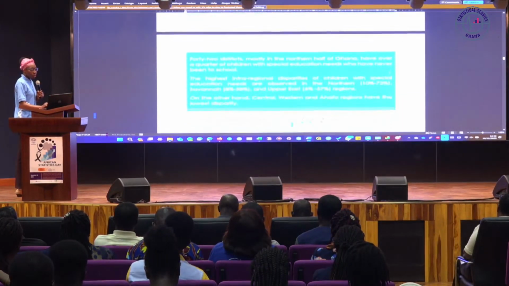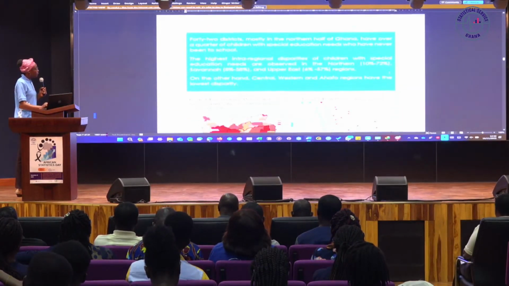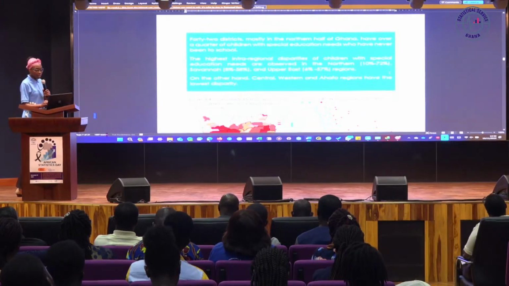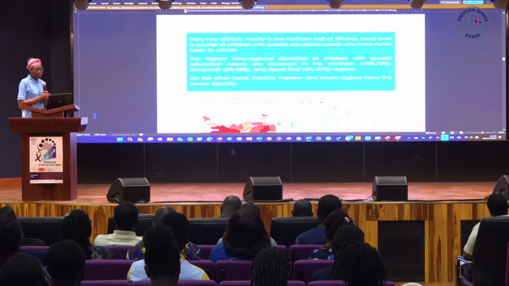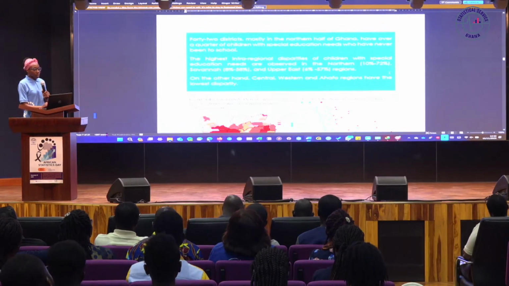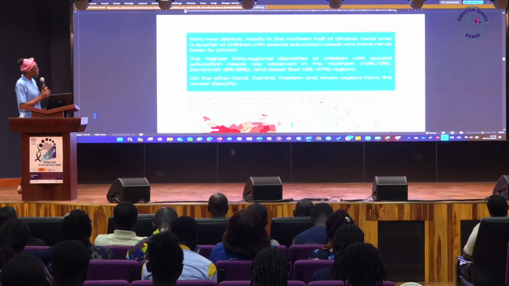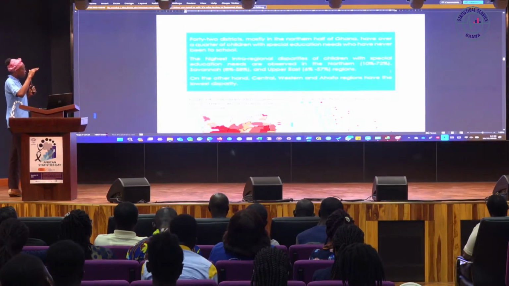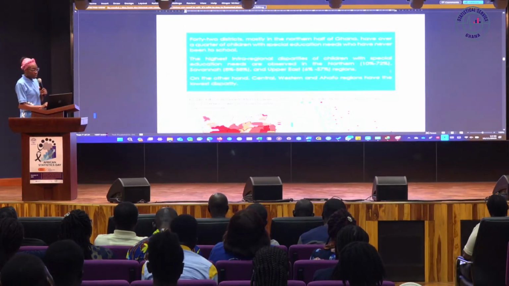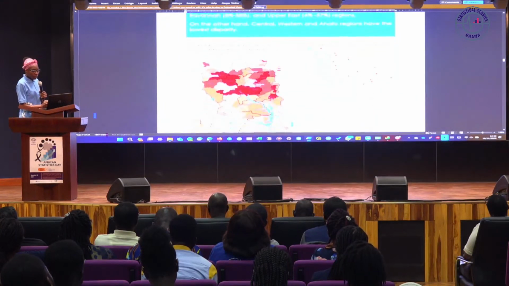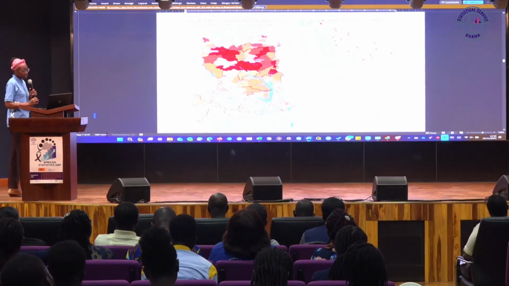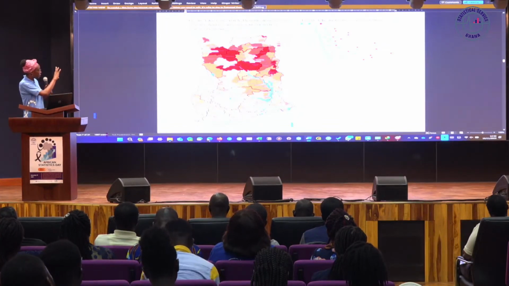Now, narrowing down to the population who have difficulty in performing activities, we can see that there are quite a number of districts, 42 districts, and most of them in the northern part of Ghana. Maybe we can show the map, where more than a quarter of children with special education needs have never been to school. So those are the areas highlighted in the deeper red.